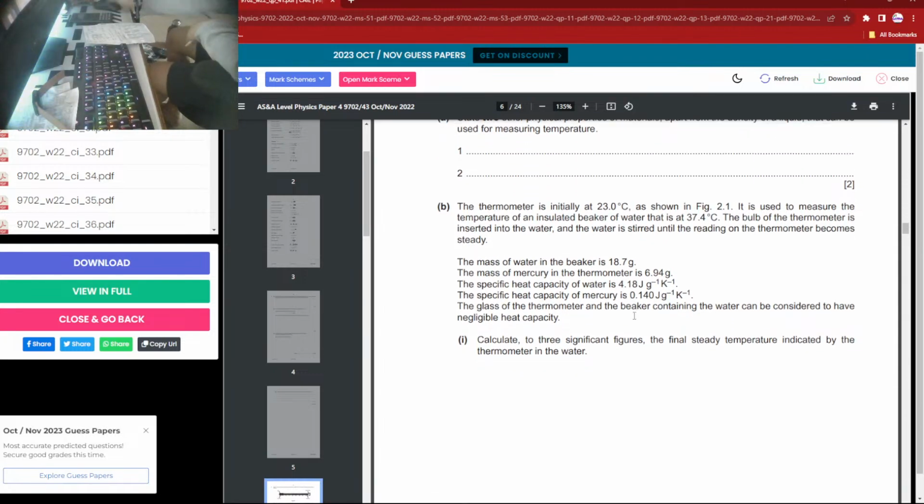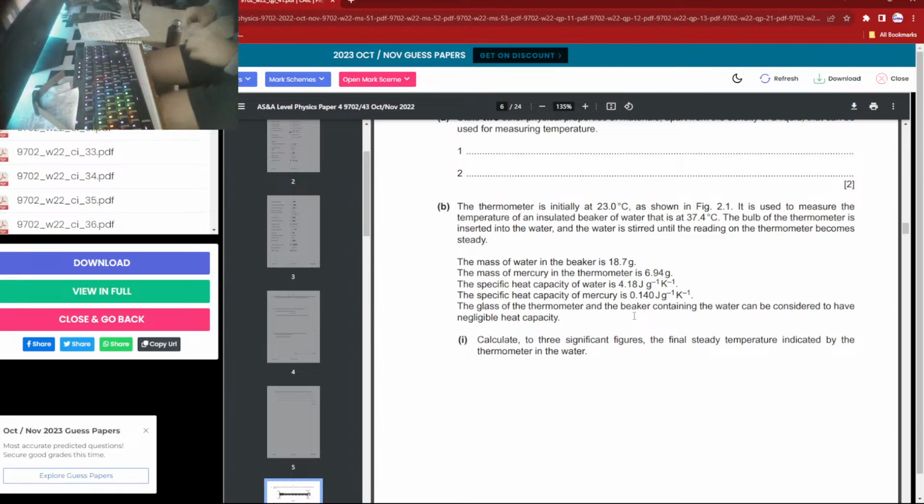Okay, the thermometer is initially at 23 degrees Celsius. As shown in figure 2.1, it is used to measure the temperature of an insulated beaker of water that is at 37.4 degrees Celsius. The bulb of the thermometer is inserted into the water, and the water is stirred until the reading of the thermometer becomes steady. So, calculate to 3 significant figures the final steady temperature indicated by the thermometer in the water.